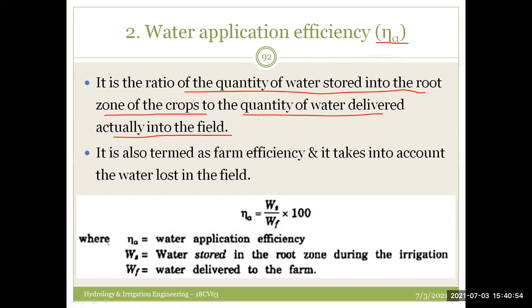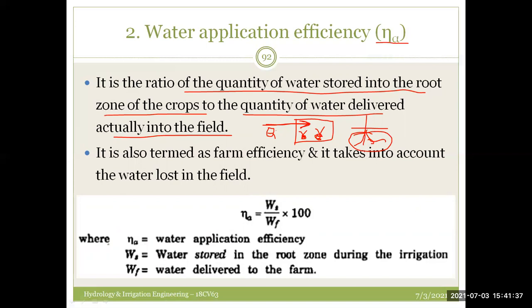Water application efficiency means the ratio of water stored. For example, if you consider this is an agricultural field, you have a crop here, and you are supplying some quantity of water, just assume it as Q. In that Q amount of water, whatever quantity of water is stored by the root zone, that is the water application efficiency. The ratio of water stored in the root zone to the quantity of water delivered to the agricultural field is called the water application efficiency.